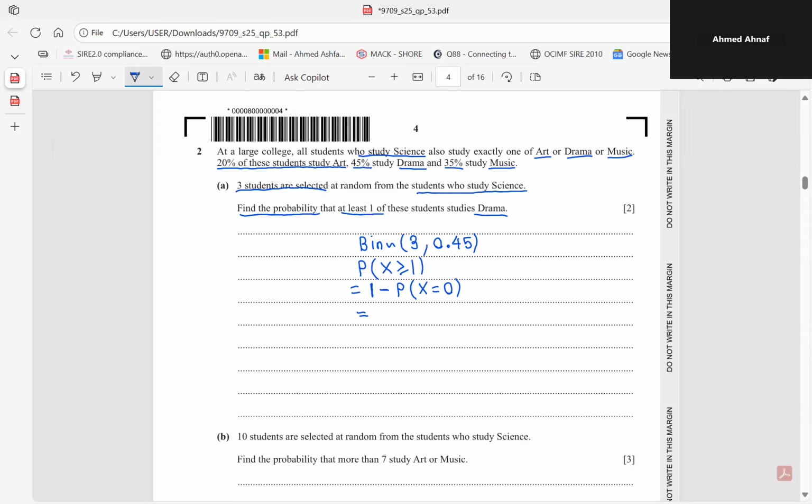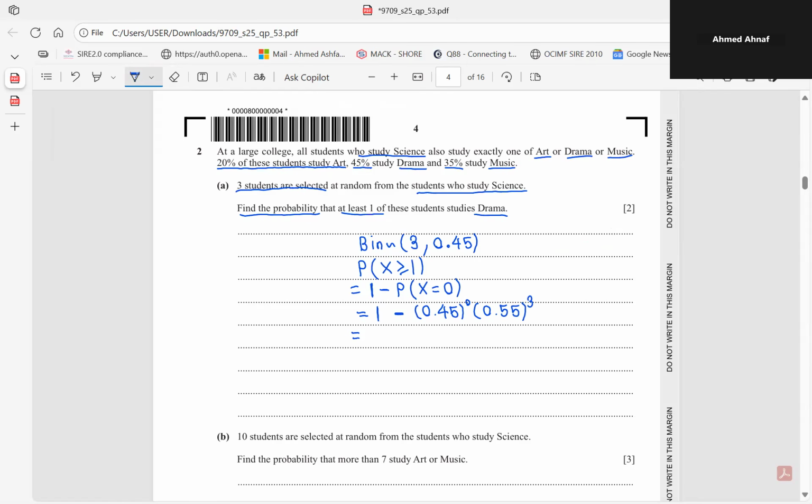Okay, so we're actually using the probability law. If you want to find the probability of P happening, it's just 1 minus P prime happening, where P prime is the probability of P not happening. So this would just be, 0 are studying, so it's 0.45 to the power of 0, and then 1 minus P, which is 0.55 to the power of 3.